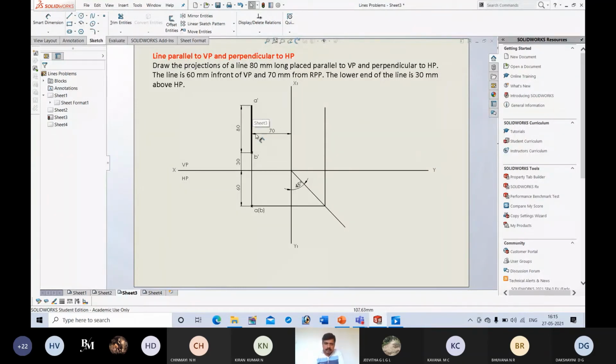Okay, so I have drawn the front and top view. Now I should get the profile view, that is the side view. For that, I should rotate the top view by drawing this 45 degree line. Next, from the front view, I should draw a horizontal projector.